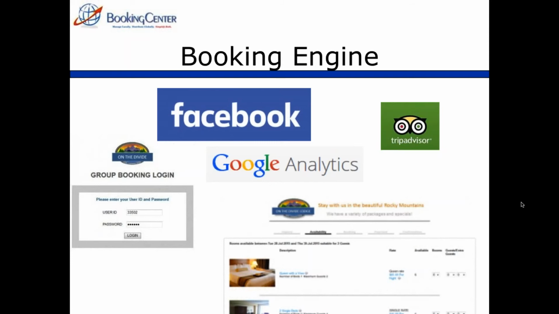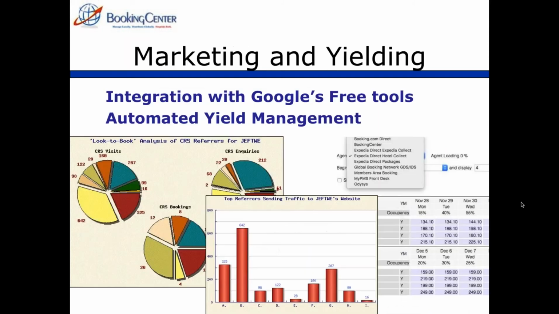And then we have built marketing and yielding tools so that you can see from where visitors have come from on the internet to find your website. Of the people that came from a website, how many of them actually checked availability? And of those that checked availability, how many actually made bookings? So this is the thing that Google Analytics will help with, as well as our own tools, to track how successful your brand's marketing dollars are.